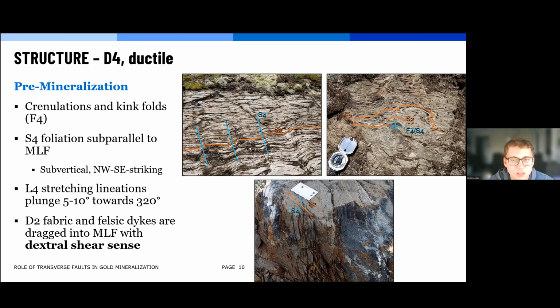L4 lineations that we see on the S4 planes are subhorizontal to shallowly plunging towards the northwest, generally 5 to 10 degrees towards 320. And on the larger map pattern, dextral movement along the Maskinonge Lake Fault results in the drag of S2 foliation and those shear zones and felsic dikes. So this tells us that D4 occurred under dextral shearing.